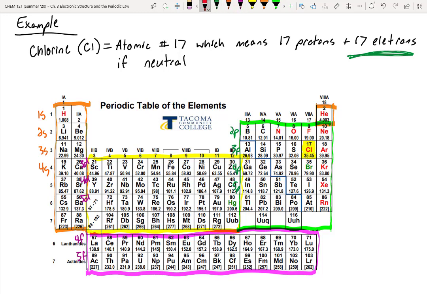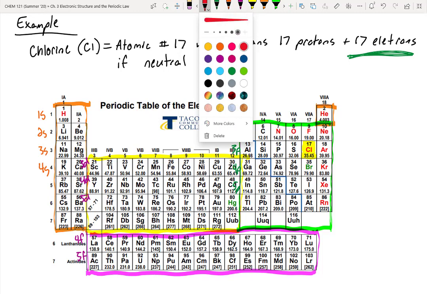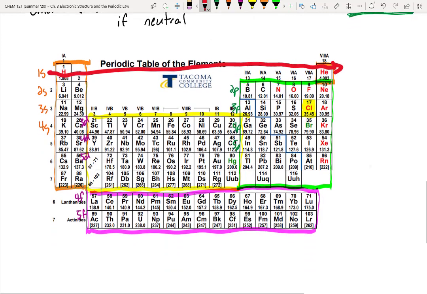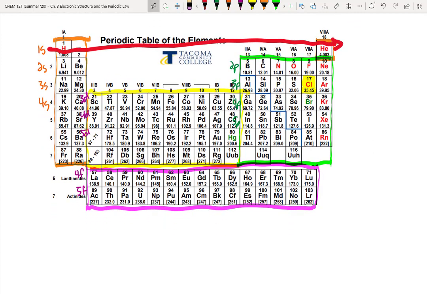So I'm going to use a big, fat, thick red marker here. And I'm going to say, all right, we first need to go through our 1s block, right? So we must pass through the 1s block in order to get down to period 2. Okay, so let's write that out. We've got 1s, and we can fit 2 electrons in that s orbital, right? And then next, we need to go through the 2s block. So 2s, we can fit 2 electrons in there.